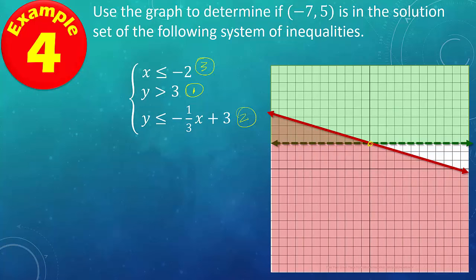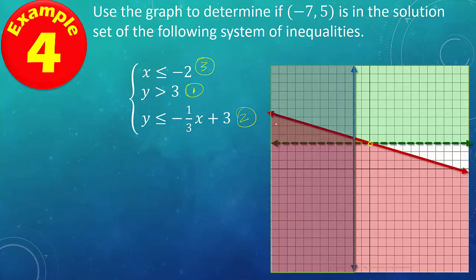x is less than or equal to -2. Just like with linear equations, when we just have something like this one, we find x is -2. It's a solid line. And then because it's less than, we shade to the left.